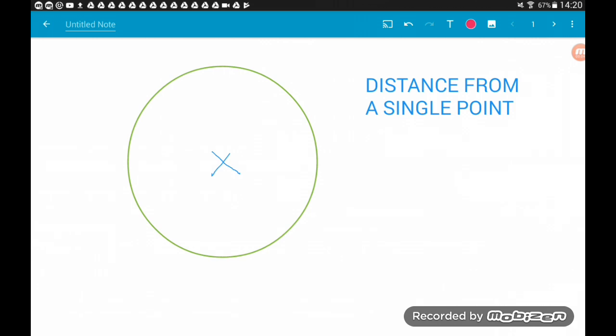So a quick little video here with a recap on your important loci skills. Loci is when we're drawing stuff using a compass and a ruler. So I've got four main parts to this video.